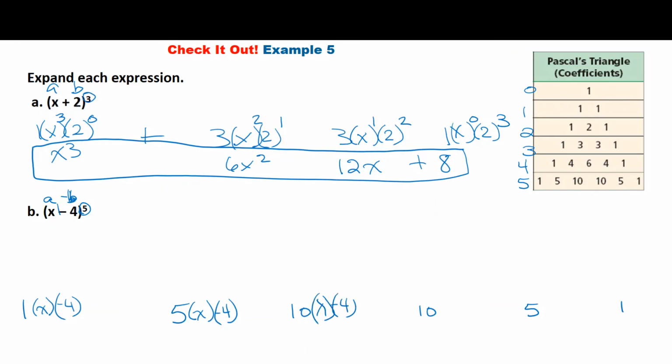Hope you're able to follow through all this. It's not near as time consuming as if we had worked it all the way out. So it's quite a good shortcut here.